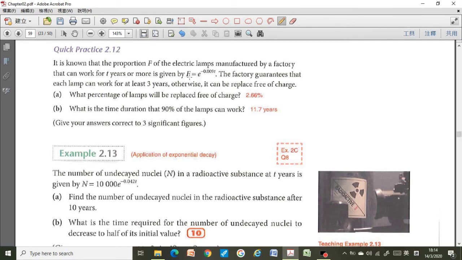Now you are given this F, which is just like Q equal to Q naught e to the power negative kt. Q naught here is 1. Why is Q naught 1? Because when you manufacture, we assume all the lamps work. So the proportion is 1. And this is e to the power negative 0.09t. Here is a minus sign that indicates this one will be decreasing. That means here you will have a graph like this, and this one will decrease.